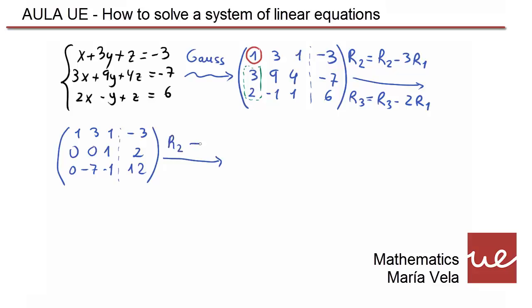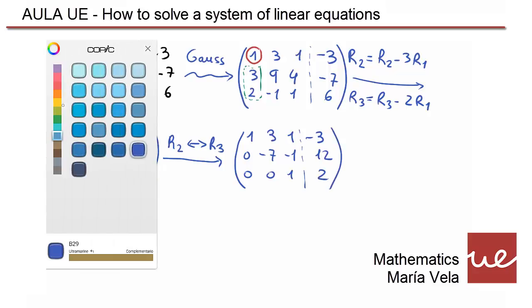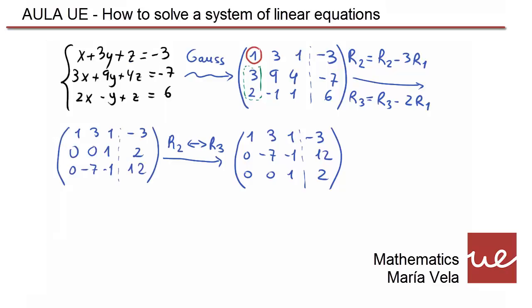We just need to switch the order of row 2 and row 3 to have the zeros below the main diagonal. If we do that, we just copy the first row, 1, 3, 1, minus 3, and then copy the second row as 0, minus 7, minus 1, 12, the previous third row. And the third row is going to be 0, 0, 1, 2. And you can see that we have all these zeros below the main diagonal.